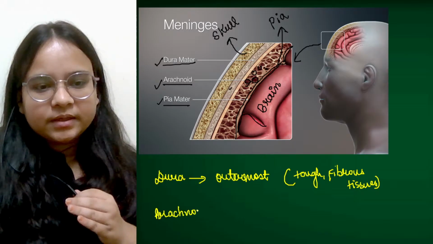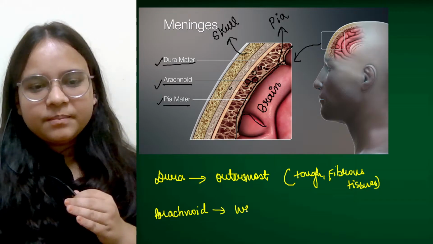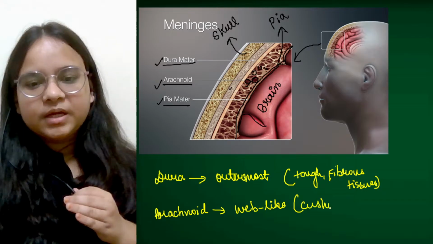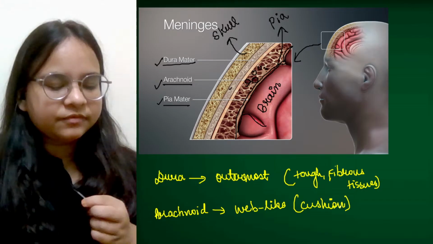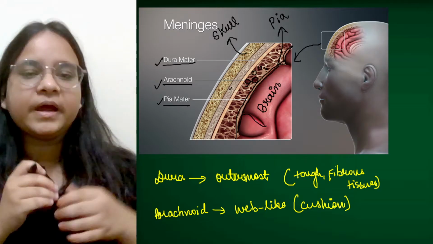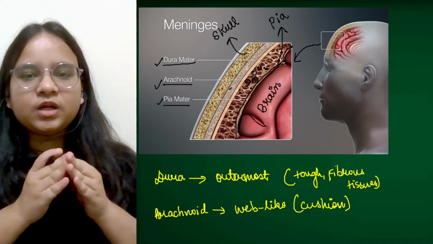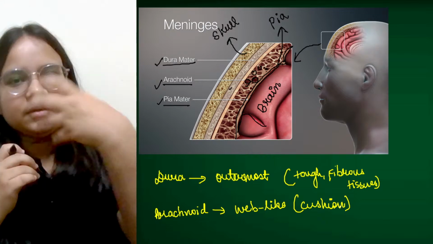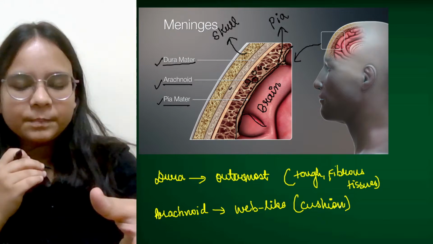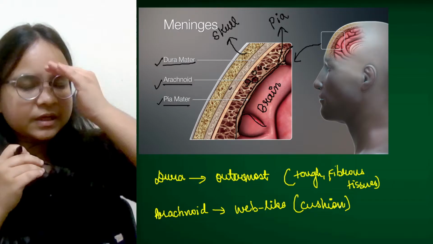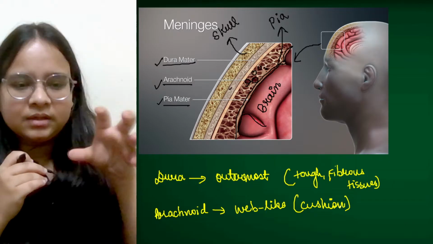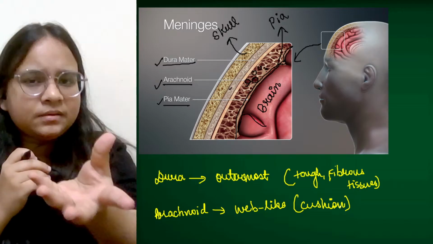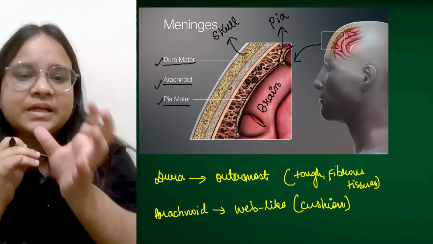Arachnoid has a web-like appearance, and it gives a cushion to the brain. Now, what do we understand by cushion? If your head gets hit against something, for example if you're falling off a bed onto the floor, where will you get hit? What happens if you're getting hit by some hard or tough thing? It provides a cushion, so that the brain does not encounter that mechanical injury.